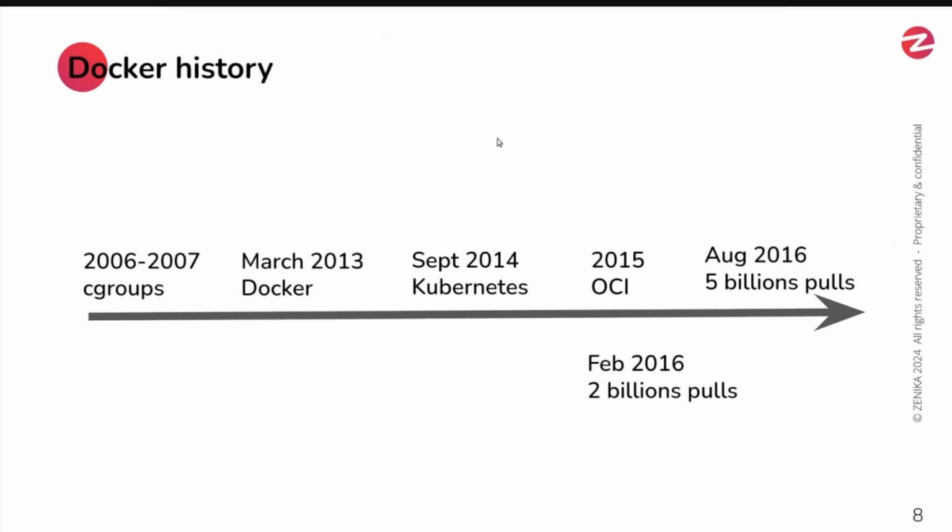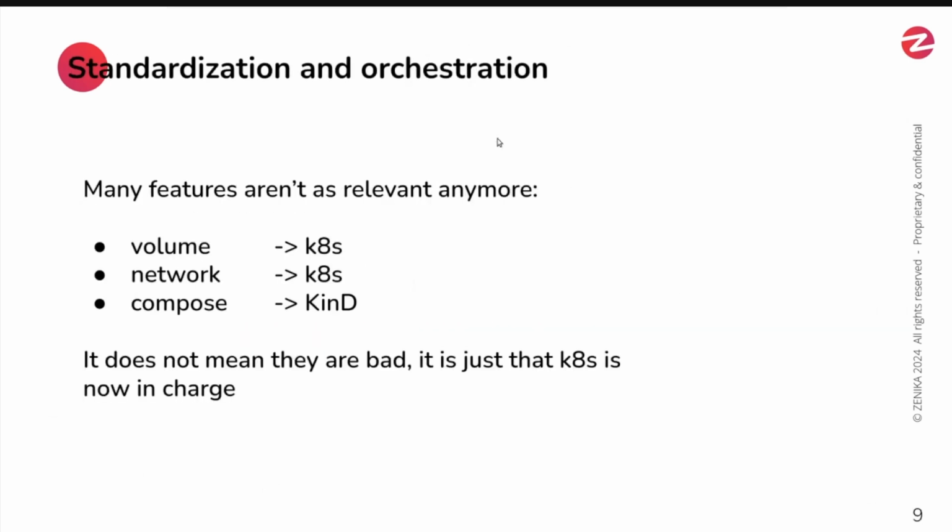So why is this so important, especially with Kubernetes and OCI I was mentioning? It's that Docker was not the only player around containerization anymore. So many of the features that were available in Docker at that time now became more obsolete, right?